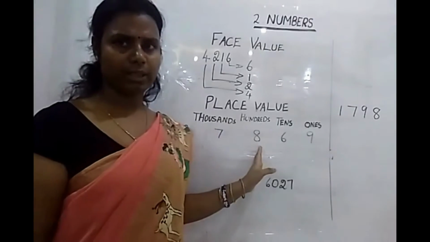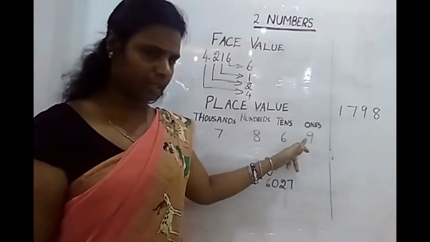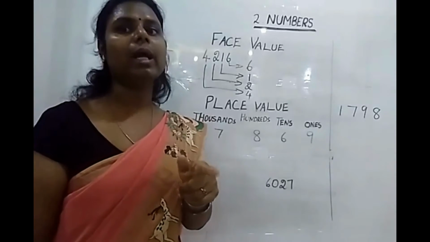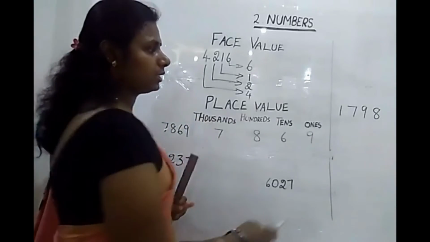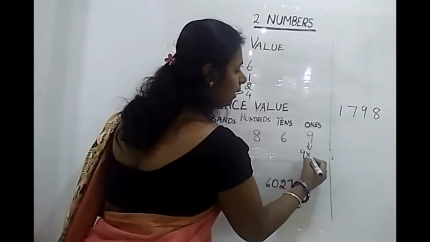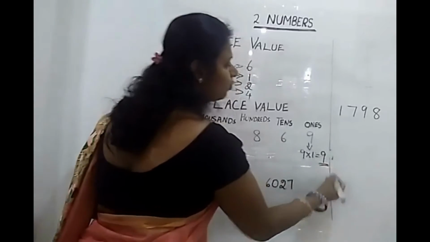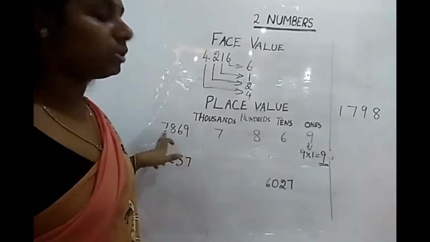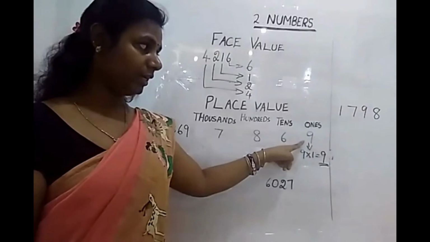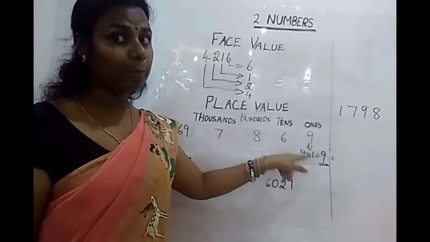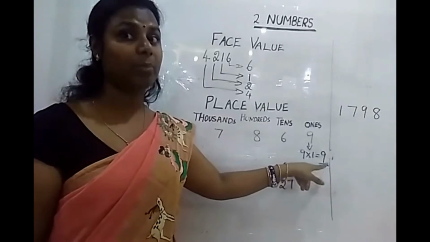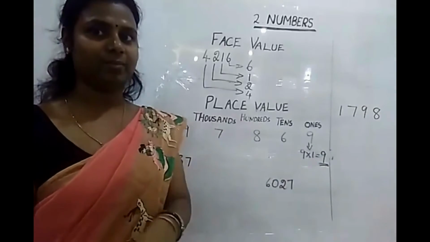So, now the numbers are there. How to find the place value? That digit multiplied with that place. Okay. Now, the digit is 9. The place is ones. So, 9 multiplied by 1 is equal to 9, which is the place value of 9 in 7,869. Understood? I have written the number and the place. 9 multiplied by 1 is equal to 9. So, the place value of 9 is 9.